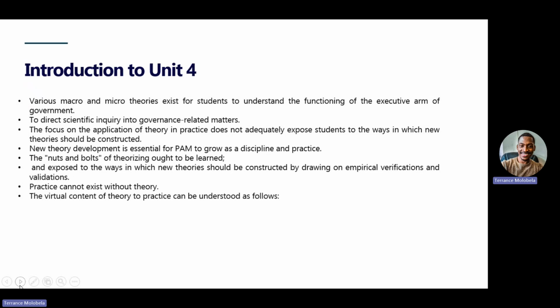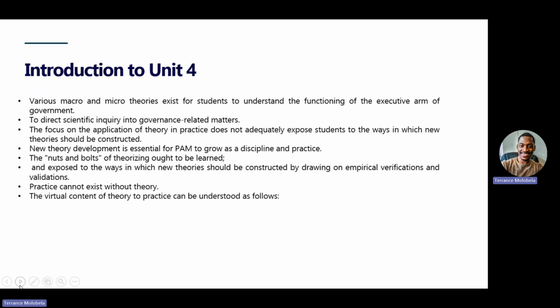Again, this will also help you to understand the application of theory in practice, and not just to expose you to these theories, but to also understand how theories are designed and constructed. Because theories don't just emanate. Someone must introduce them, and they must find their foundations in public administration. So you must be able to understand that new theory development is essential for public administration.